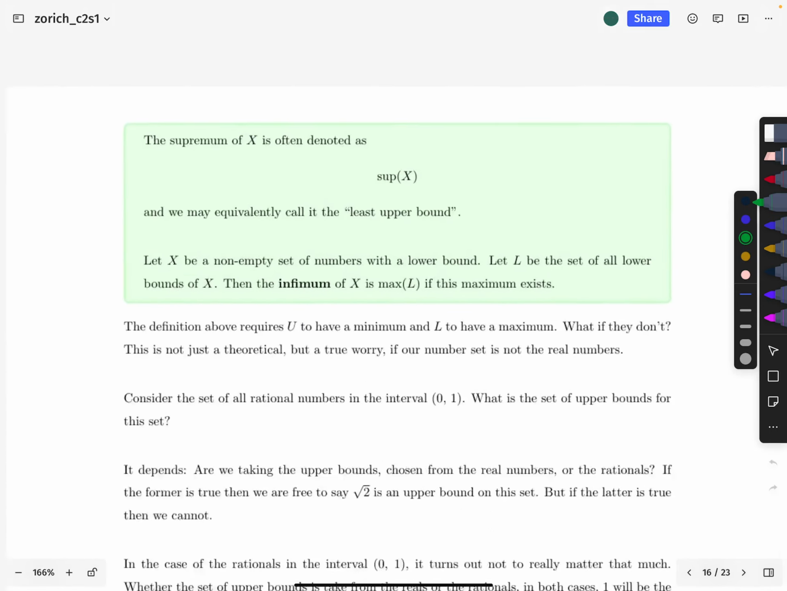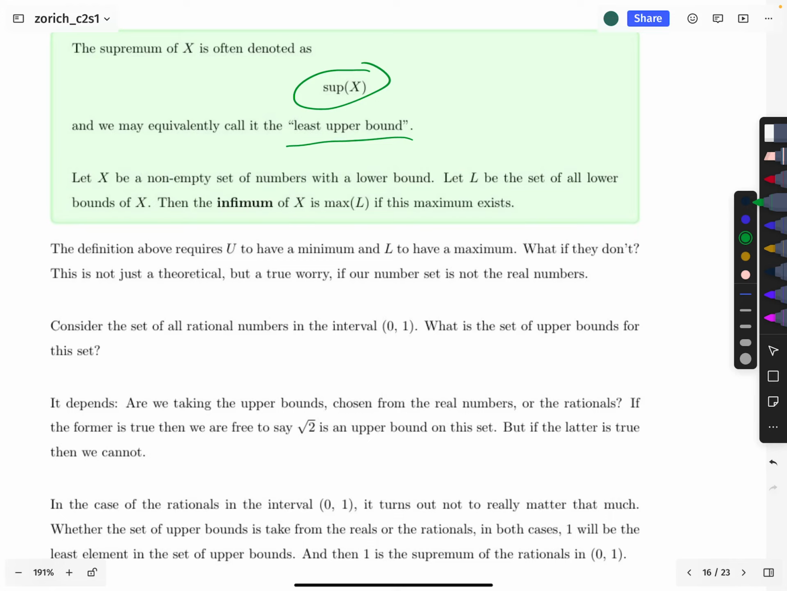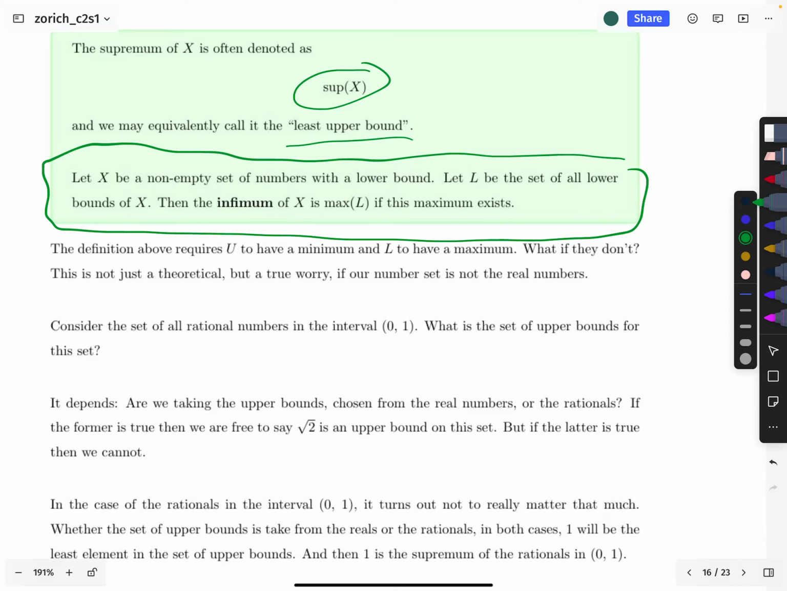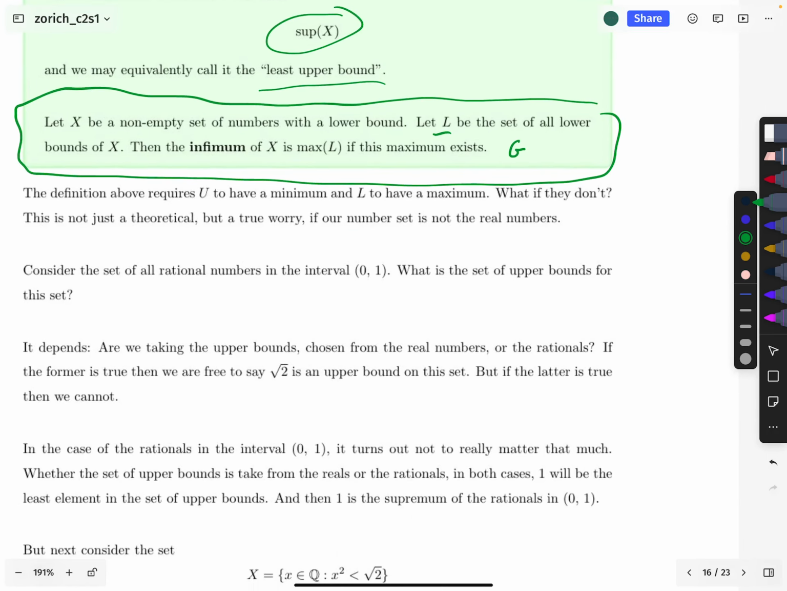Of course, we denote the supremum of a set, when it exists, by the sup X notation, and it is also often called the least upper bound, which, from what we've described already, makes total sense. Of course, we can repeat all of this for the infimum. Here you would take the set of lower bounds and then take the max over that. And we often call this the greatest lower bound.